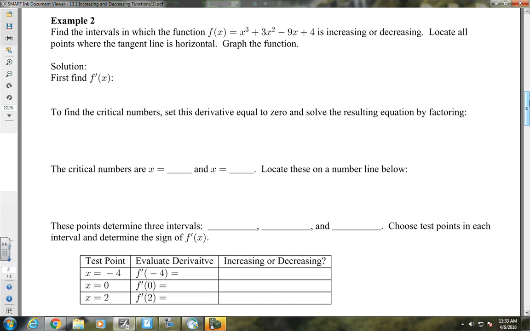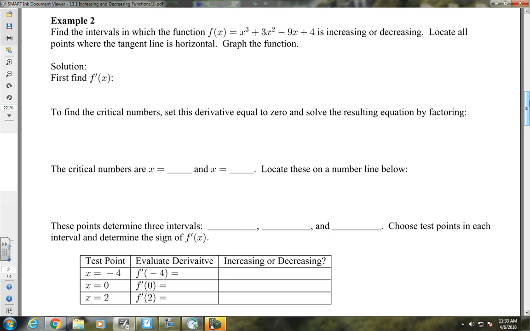So example 2 says, find the intervals in which the function f of x is increasing or decreasing. Locate all the points where the tangent line is horizontal and graph the function. So we've got a lot to do here. The first thing that we're going to do is find f prime of x.